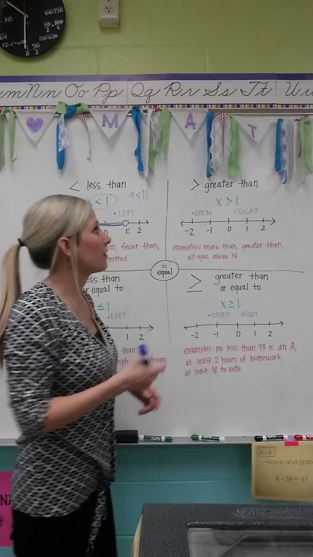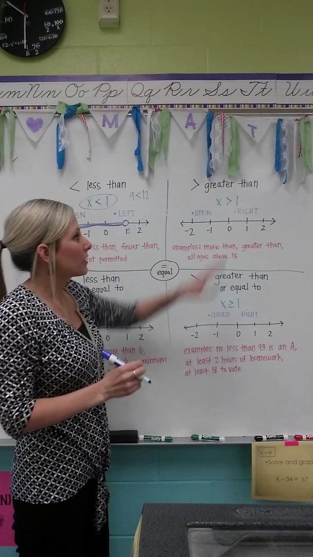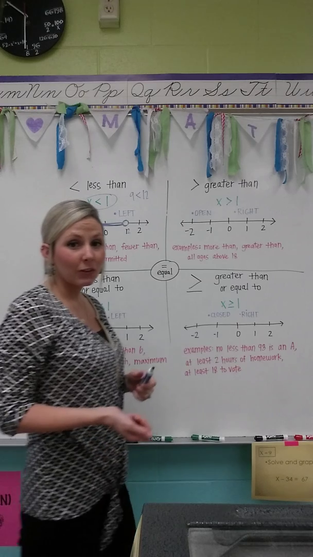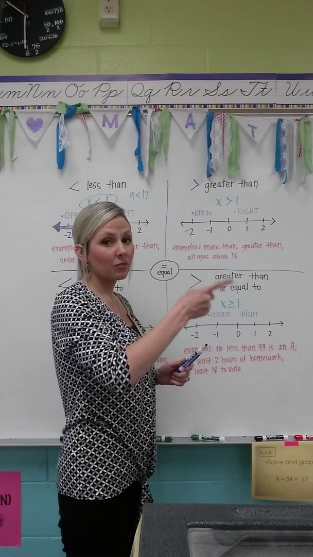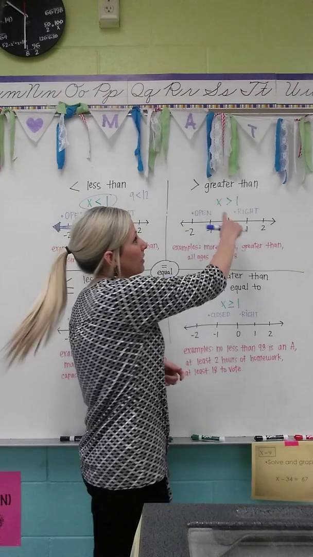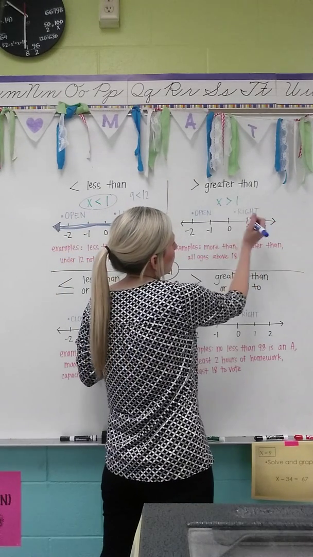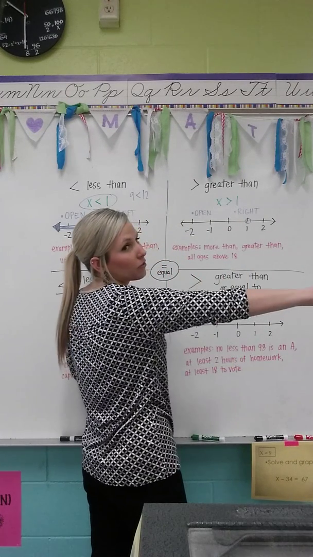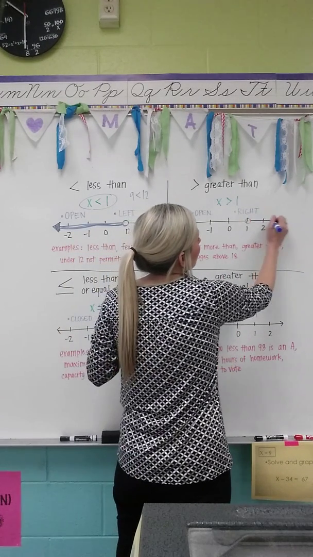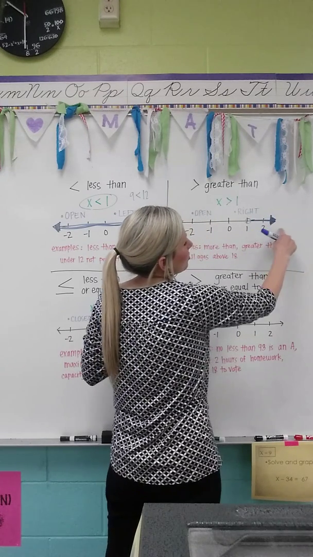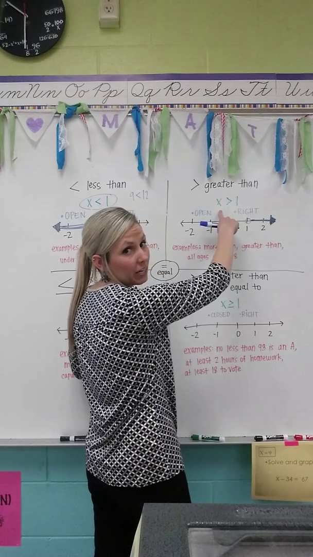All right, let's look at greater than. Greater than is going to be x is greater than 1. This is also an open circle, but this time we're graphing it to the right because our greater numbers go to the right. So if I graph x is greater than 1, I'm going to put an open circle on the number 1, and then I'm going to shade to the right. When I shade to the right, that tells me I can put any of the numbers shaded in place of x, and the statement will be true.